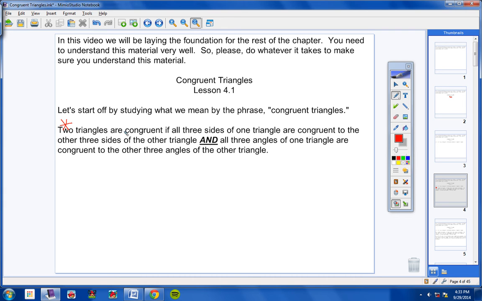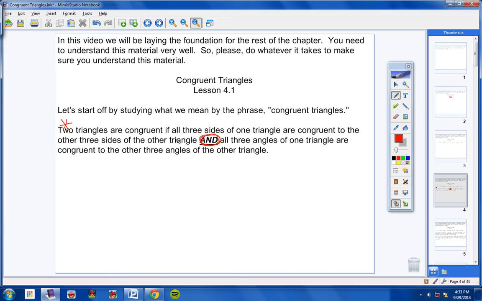Two triangles are congruent. Please listen, students. If all three sides of one triangle are congruent to the other three sides of the other triangle, and, key word, all three angles of one triangle are congruent to the other three angles of the other triangle. Okay? Now I'm going to read this again as you copy this down.